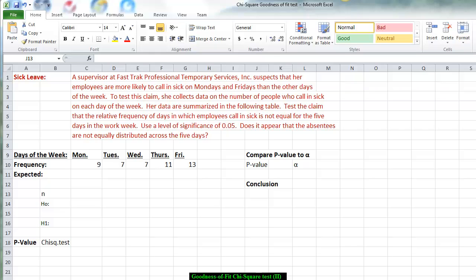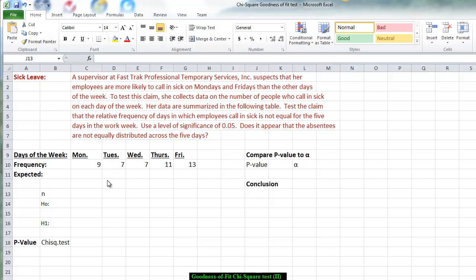A supervisor at Fast Track Professional Temporary Services, Inc. suspects that her employees are more likely to call in sick on Mondays and Fridays than the other days of the week. To test this claim, she collects data on the number of people who call in sick on each day of the week. Her data is summarized in the table over here.